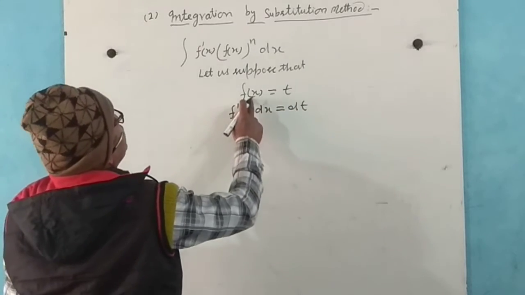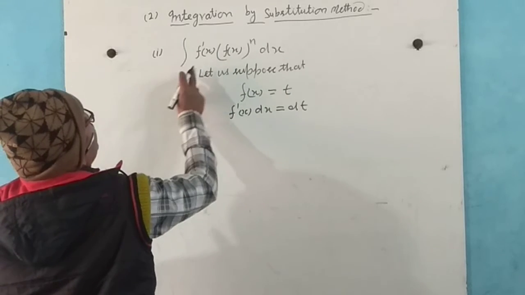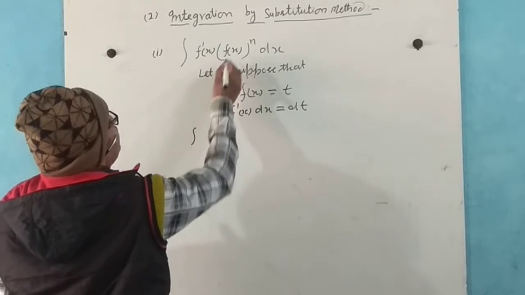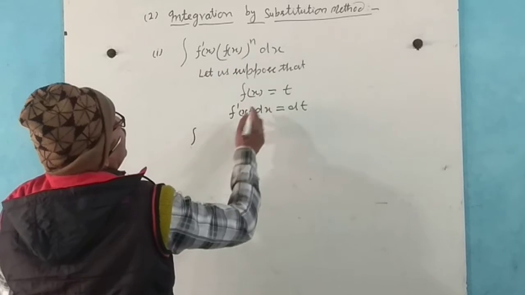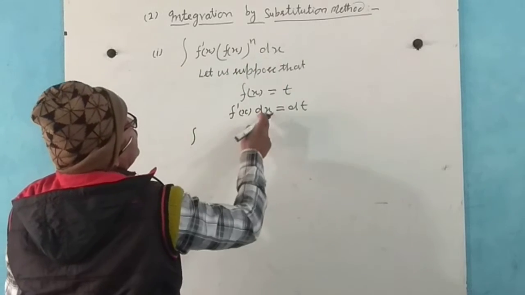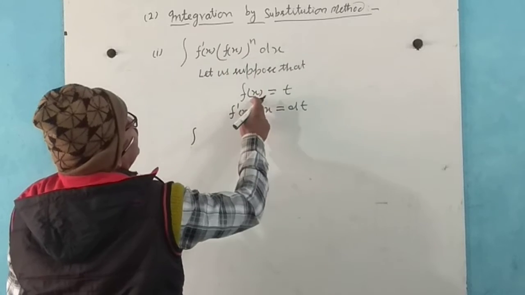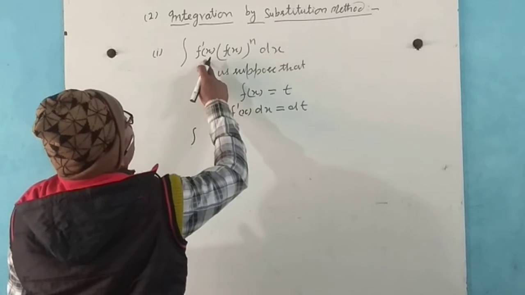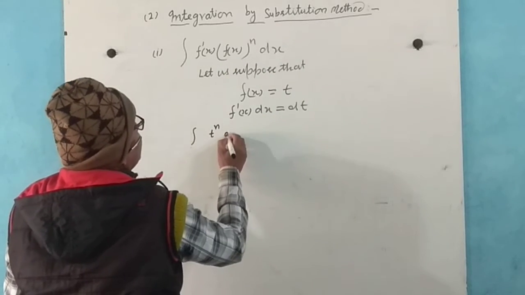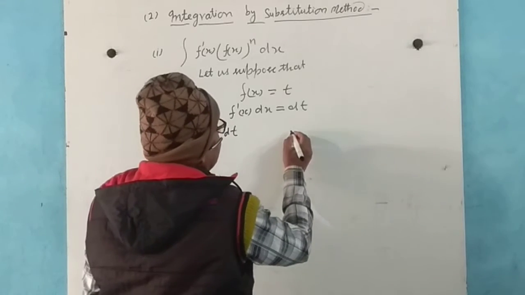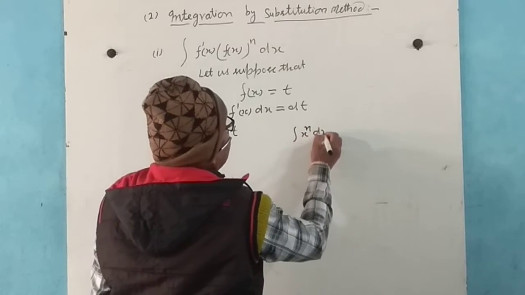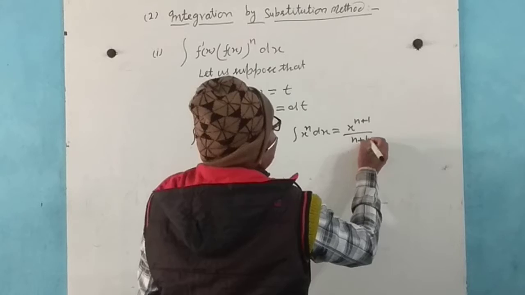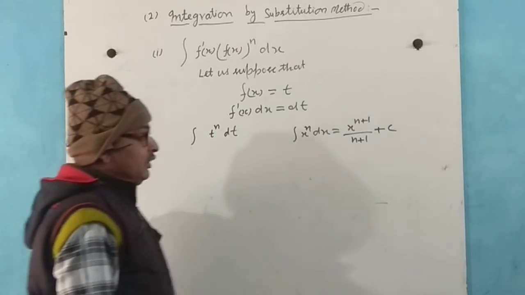Now putting this in, f x equal to t, and f dash x dx equal to dt, so we get t to the power n dt. As we know, the integration of x to the power n dx equals x to the power n plus 1 divided by n plus 1, plus integrating constant c.